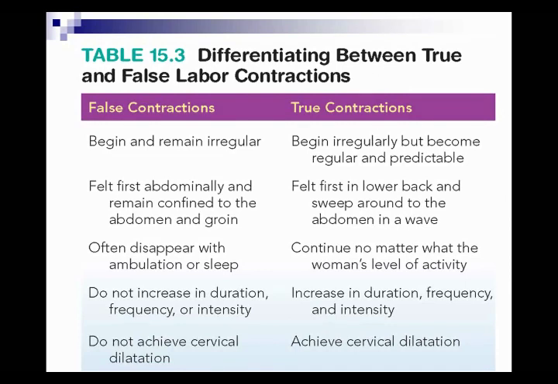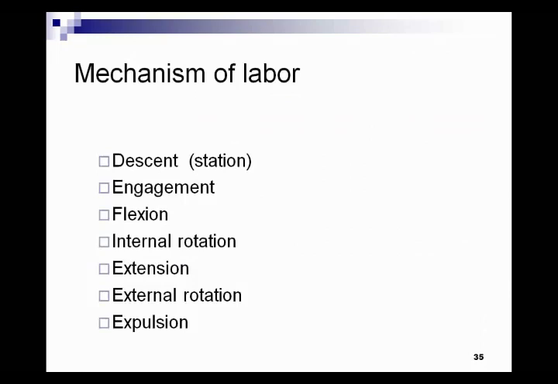And just to go back to false versus true contractions with preterm labor, that's how we also assess if a woman may be in preterm labor. If she calls and says, well, I think I'm having contractions, it's like, well, rest, drink some fluids, rest, and if they don't disappear, you need to come in. Because changing the activity did not change the contraction pattern. They do not increase in duration, frequency, or intensity, and they do not achieve cervical dilation. That is our most important criteria.